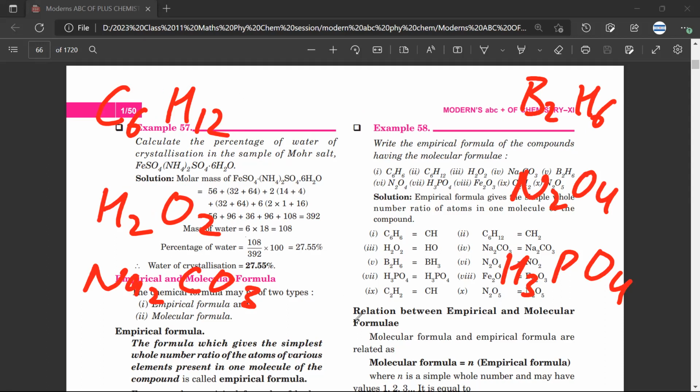Okay, so this is the molecular formula, and the empirical formula is just the ratio of carbon and hydrogen. So the empirical formula in a way is a sort of skeleton formula, just the bones. It talks just about the ratio. So we'll see this with examples.